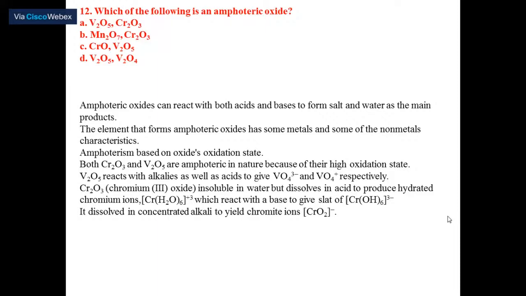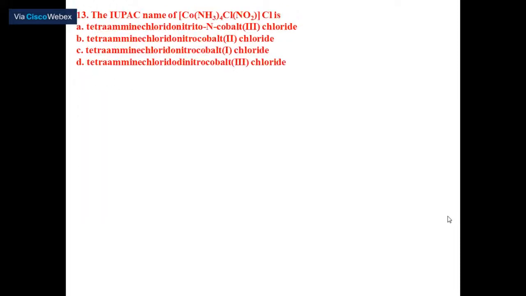Chromium also, Cr2O3, that is chromium oxide, is insoluble in water but dissolves in acid. It produces hydrated chromium ions. It dissolves in concentrated alkali also. That means the answer is A.